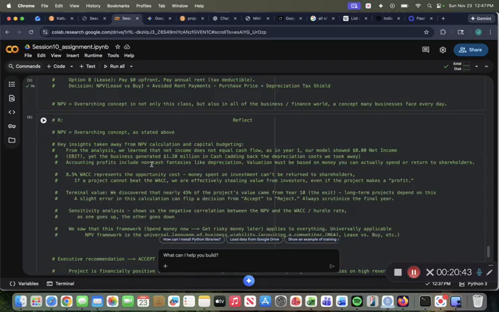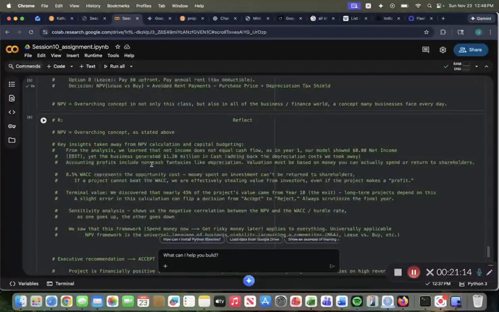We learned that net income does not equal cash flow. As in year one, our model showed zero net income. Then the earnings before interest and taxes. The business generated $1.2 million in cash because we added back the depreciation costs we took away. Even though they're non-cash expenditures, we still accounted for them in our financial statements. Accounting profits include non-cash fantasies like depreciation, and valuation must be based on money you can actually spend or return to shareholders.